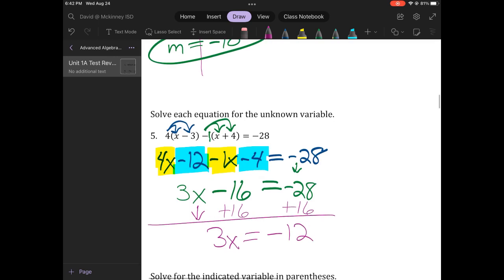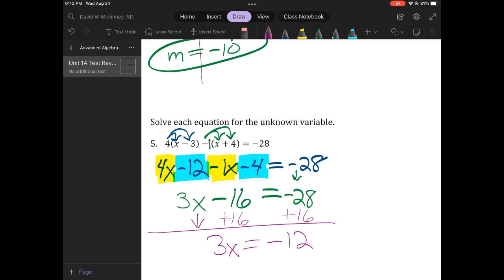At this point, I have one last thing to do. I need to divide both sides by the coefficient of x. That's the number in front.